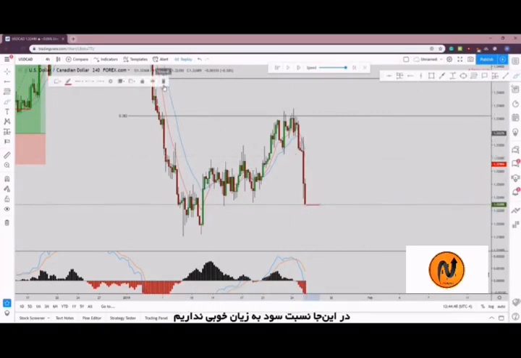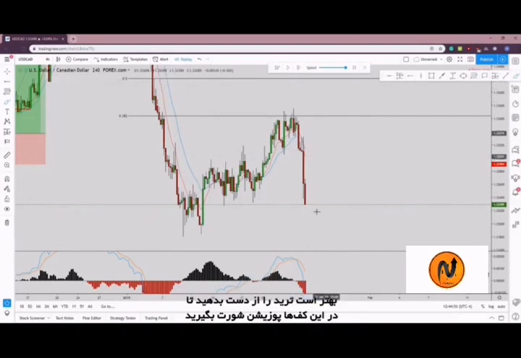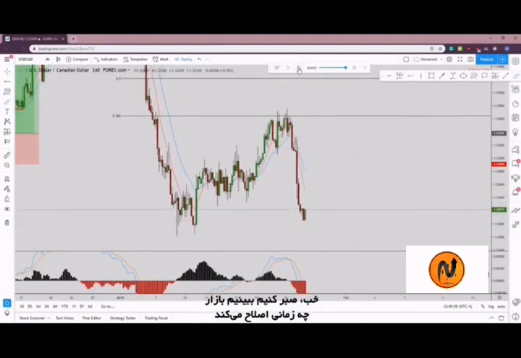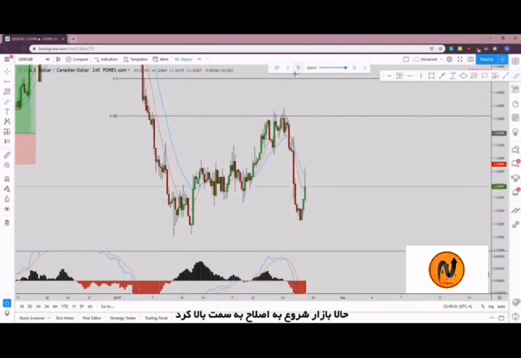We don't have good risk to reward. It's basically the worst thing you can possibly do. It's better to miss the trade rather than basically short the lows. So let's wait and see if the market, when the market will start a retracement, if it will. So the market has clearly started a retracement to the downside.